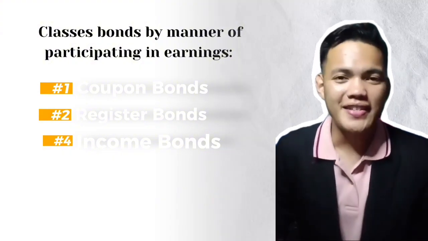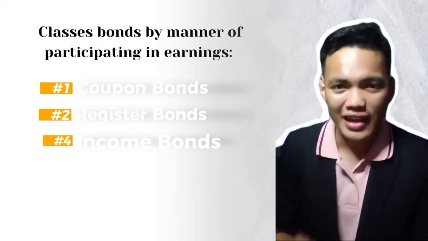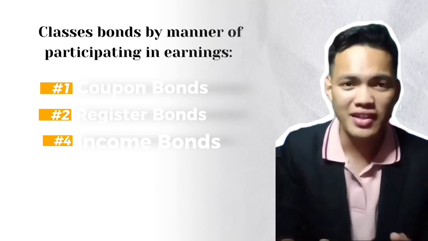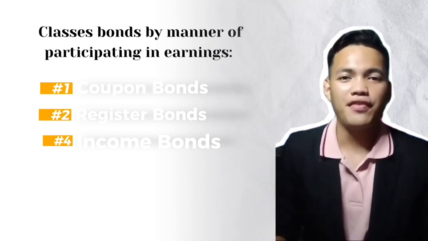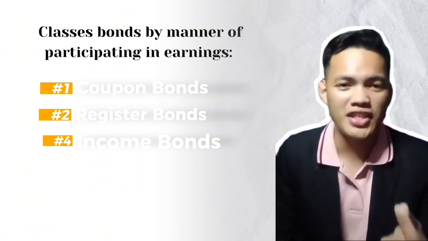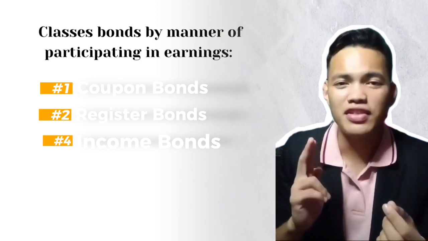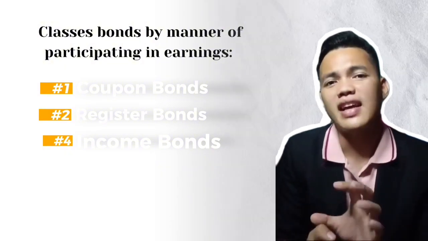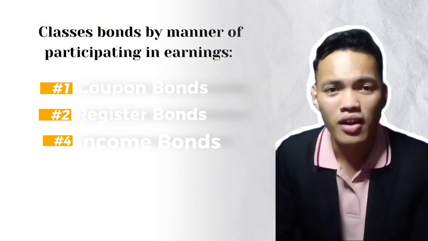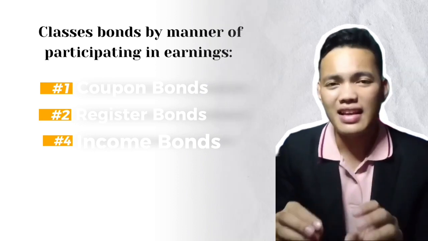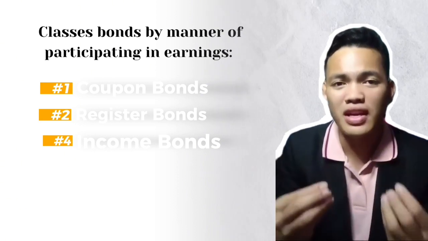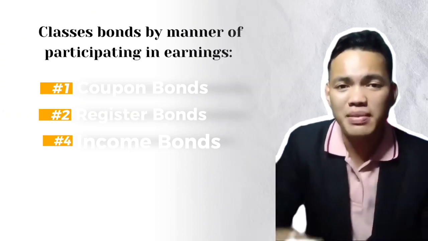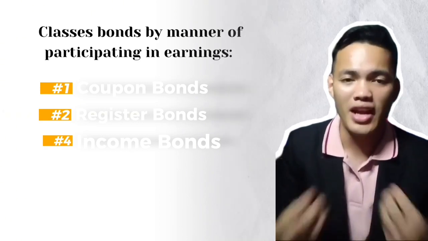So, income bonds are debt securities that pay interest only if the issuer income is sufficient. For example, if Company X income is sufficient, mo-receive si Investor A og interest every year. But if ang Company X, ang iyang income is unstable, may possibility dili ka-receive si Investor A sa iyang interest kay dili man ma-cover sa Company X. So, naa possibility nga dili ka-receive ang Investor A.